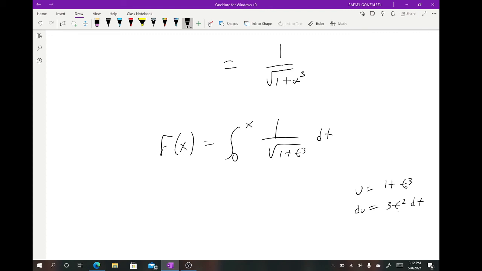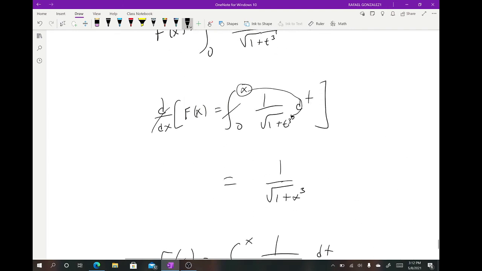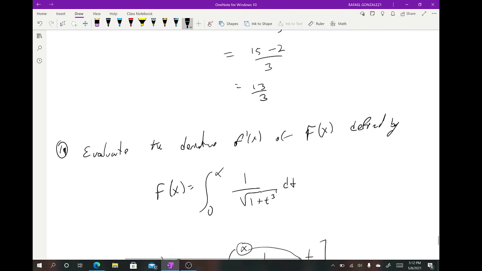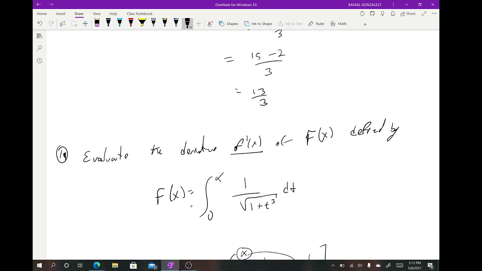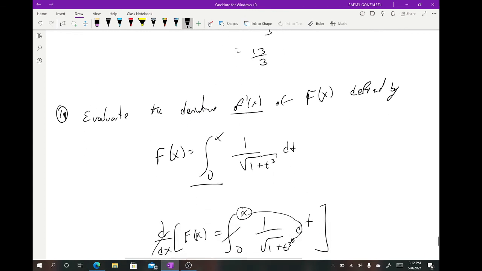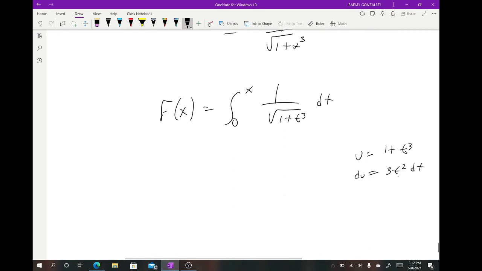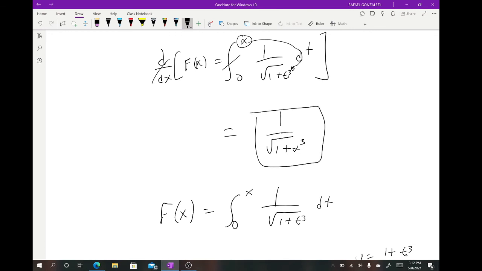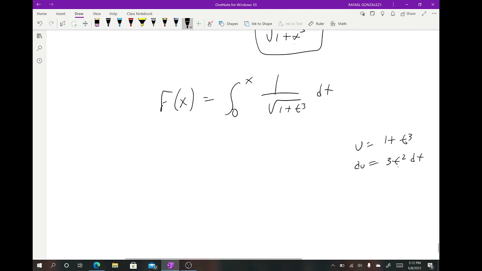Even if I use the chain rule, it probably will not work. So the second fundamental theorem works. It just tells you that you cancel these two out because I'm taking the derivative of an integral. So the operations cancel each other out. And this is our solution: the function, but evaluated at the upper limit of integration.